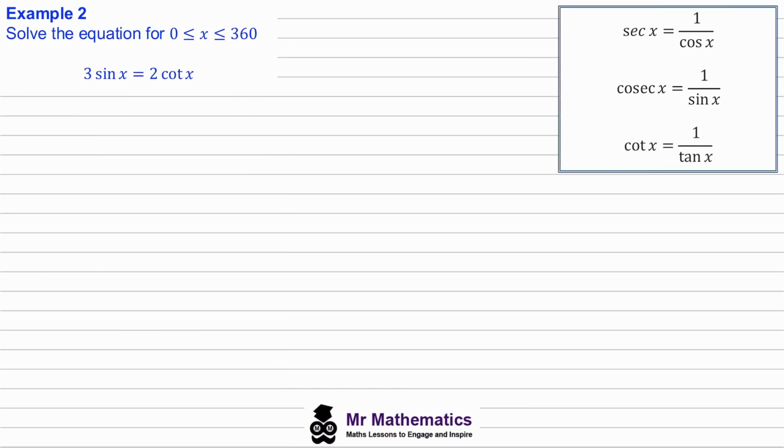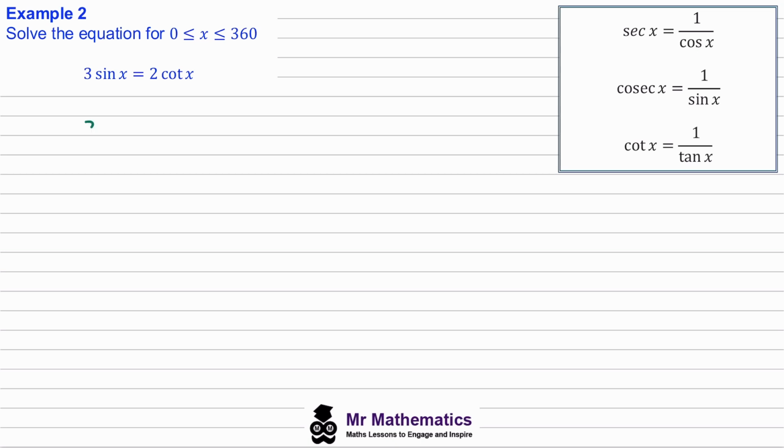We've got 3 sin x equals 2 cot x within the range of 0 to 360. Do you want to give this question a go? Think about how we can write this cot x. You can pause the video and come back when you're ready.